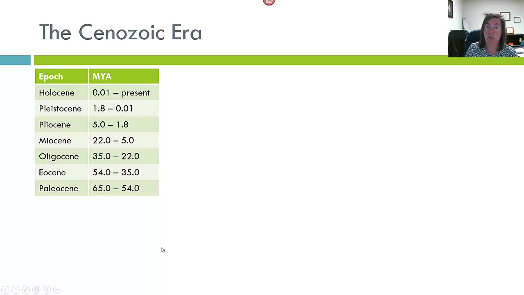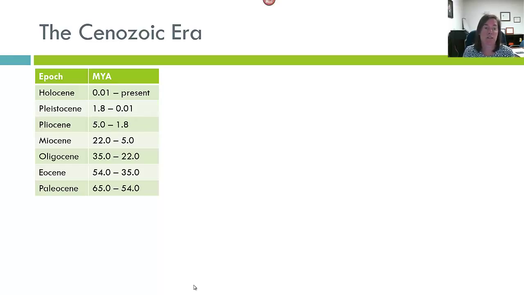The Cenozoic era is divided into a series of epochs, and they're indicated in the following slide. We are currently in the Holocene, and the Holocene is from the present to about 0.01 million, which is about 10,000 years ago. That's followed by the Pleistocene, the Pliocene, the Miocene, the Oligocene, the Eocene, and the Paleocene.